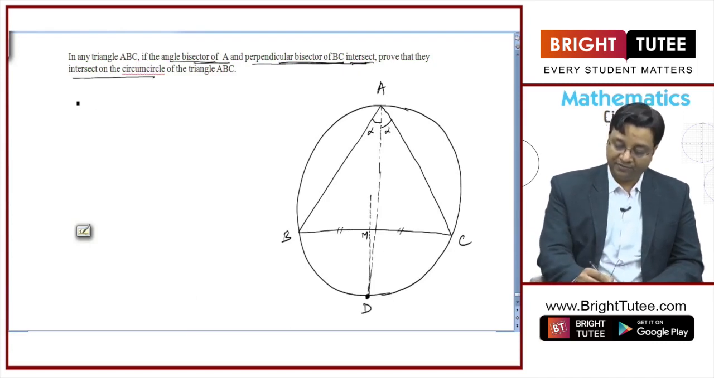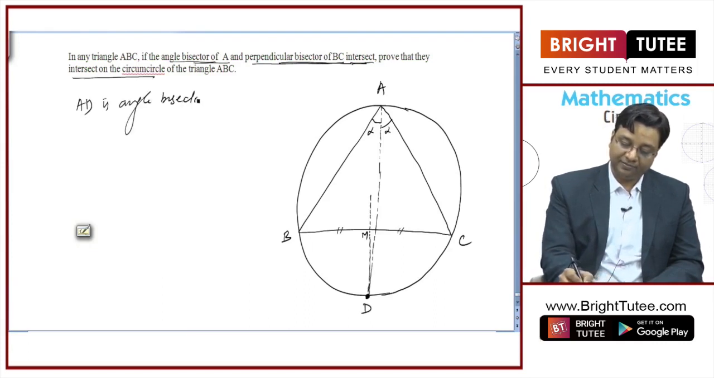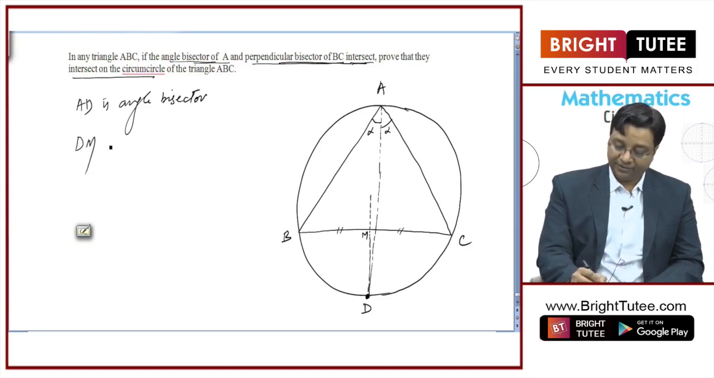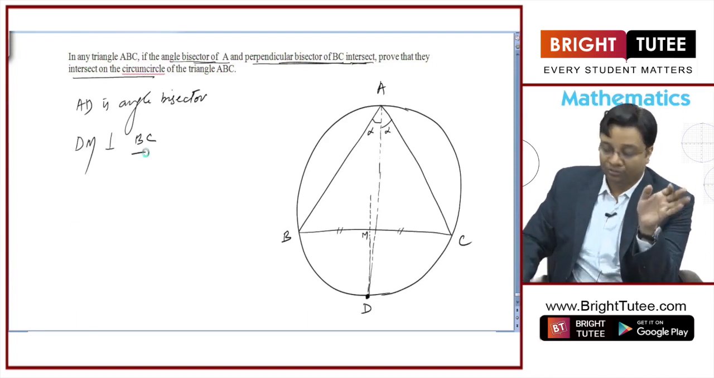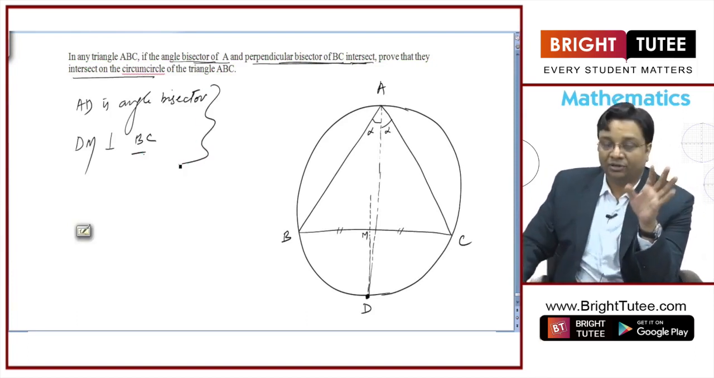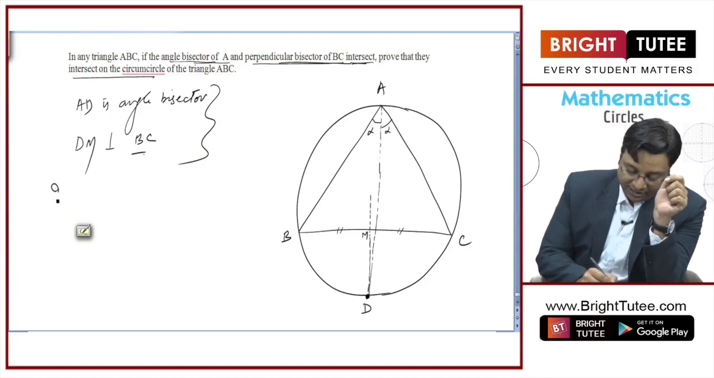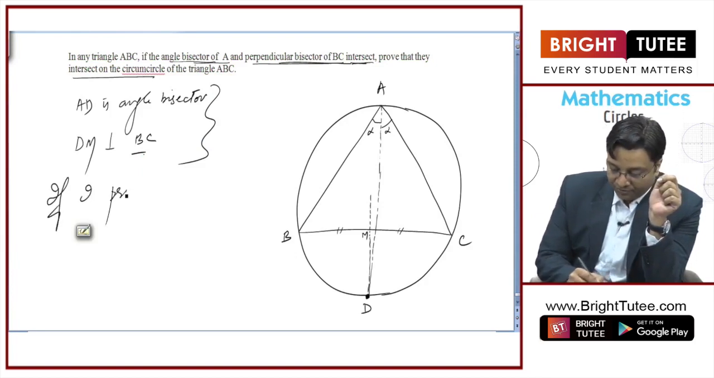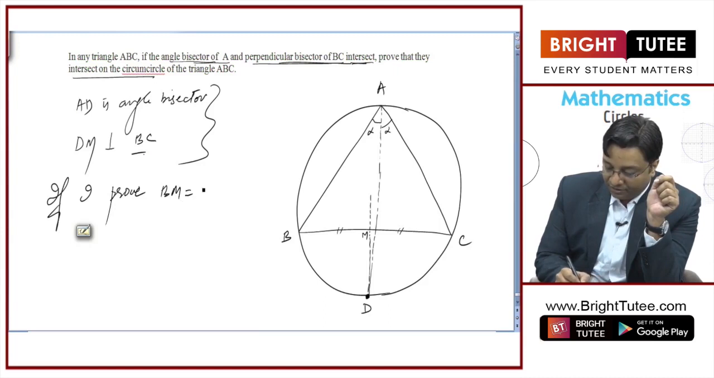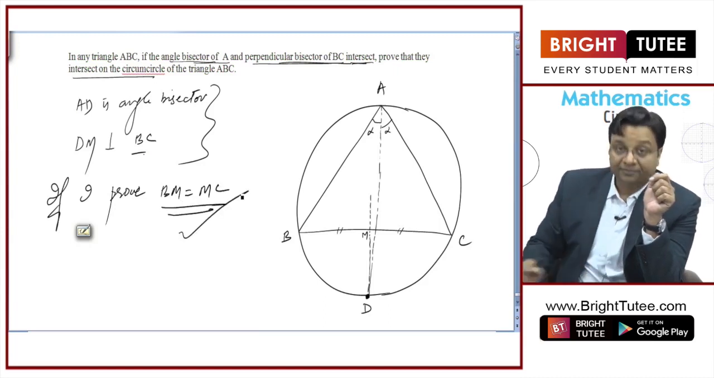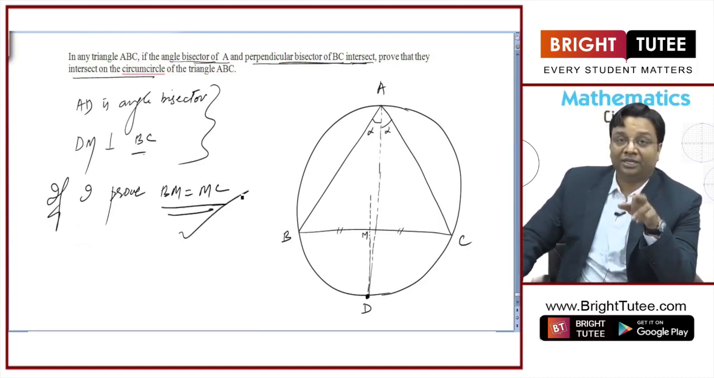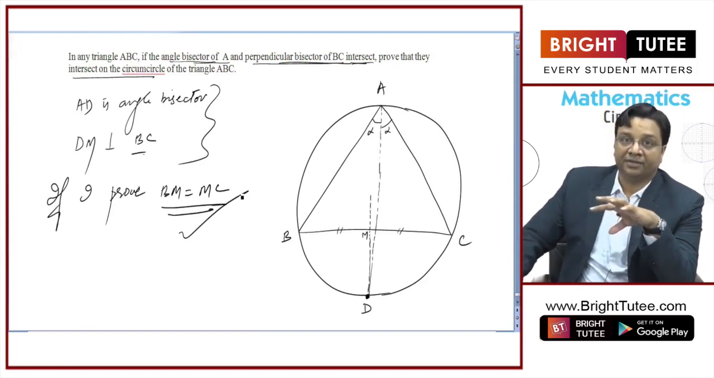So what I have assumed here is AD is angle bisector, and DM is perpendicular to BC. You can always draw DM perpendicular to BC. So these are the two things that I have drawn. Now if I prove BM equal to MC, then it will be sure that DM is perpendicular bisector of BC, right?